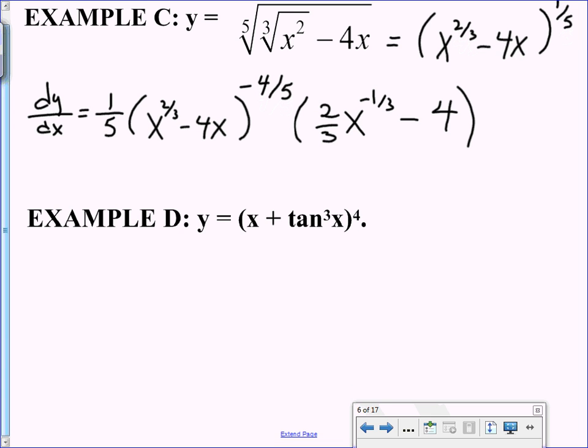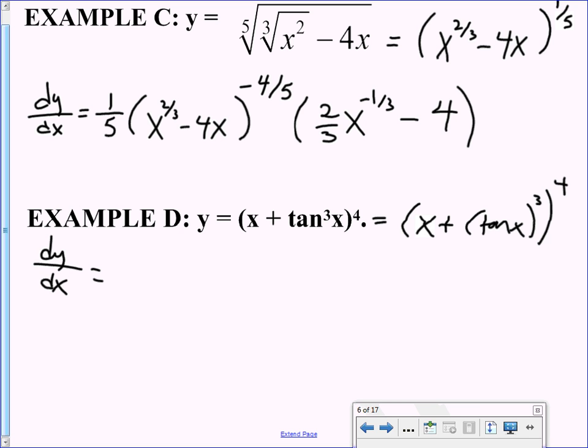D, we have a little rewriting to do. We don't want to leave it tan cubed x inside, so we're going to rewrite this as x plus the tan of x cubed, all raised to the 4th. Just changing that tan cubed x to parentheses around the tan x cubed. Now we're ready to differentiate.